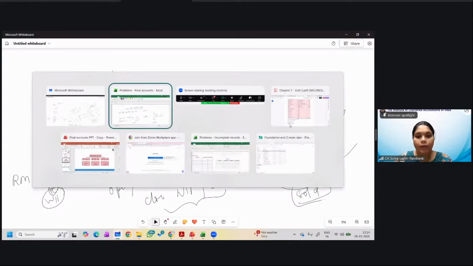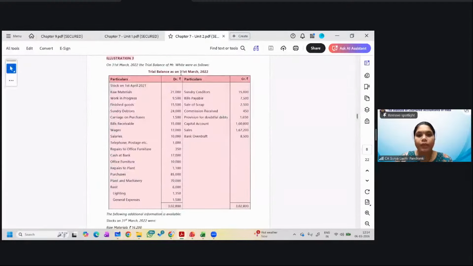Let us see how we will have to do this. Now look at the question once. We have a trial balance given here, the same as the trial balance we have seen before. Almost all the items will be the same. The difference is that we will have the raw materials part and other parts given in the question.